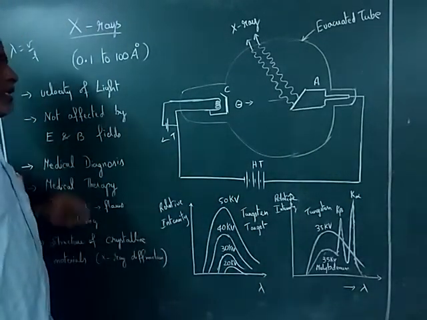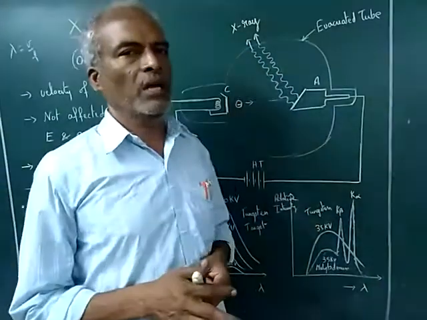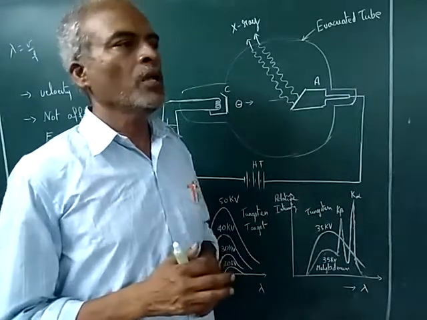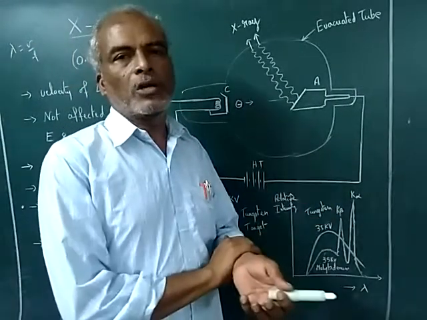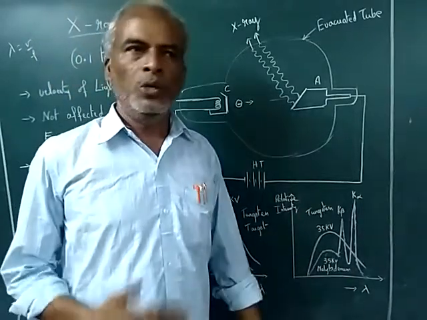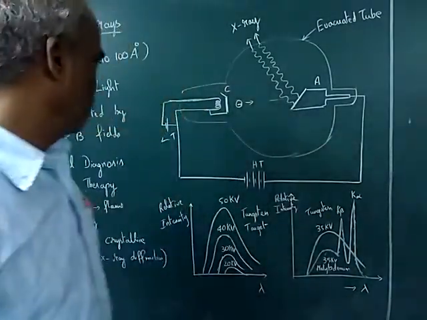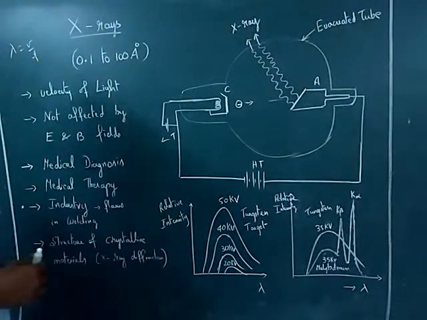It is not affected by electric and magnetic fields. This X-ray is totally not affected by electric and magnetic fields, so it will go straight. It can pass through the flesh but not through the bones. Therefore, if you place a photographic plate, you can view the fracture in the bones. So this is one of the applications in medical diagnosis.